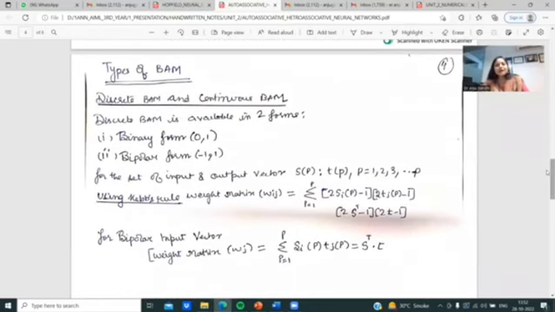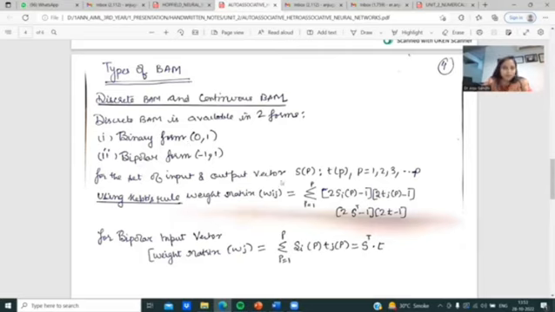Now, let's study the types of BAM. We have two types of BAM: discrete and continuous. And in discrete, we have two types of inputs available: binary and bipolar, right? Binary, we know, is 0 and 1. Bipolar is -1 and 1.